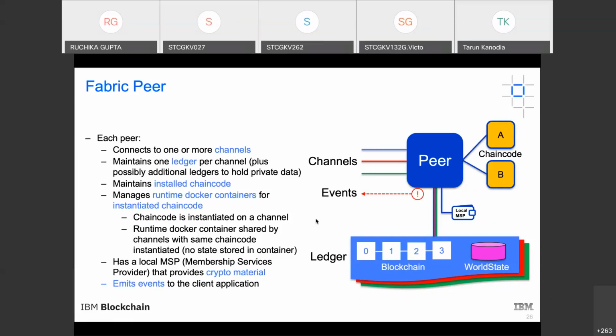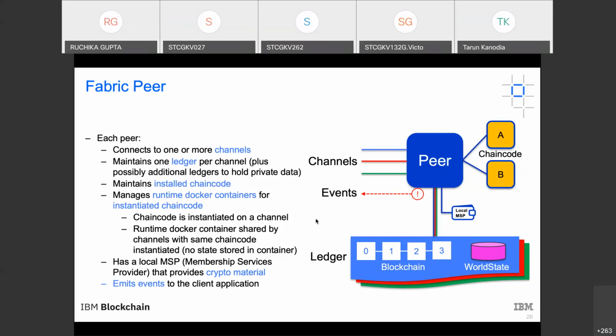A peer could be part of multiple channels. So if it's part of 3 channels, I've shown different colors, red, green, blue. Based on the different channels, you will have different ledgers, red, green, blue. Each ledger will have its own blockchain and world state. And then you will have different chain codes. Those chain codes are going to be installed as part of a particular channel. They would be installed, and then you will instantiate it.